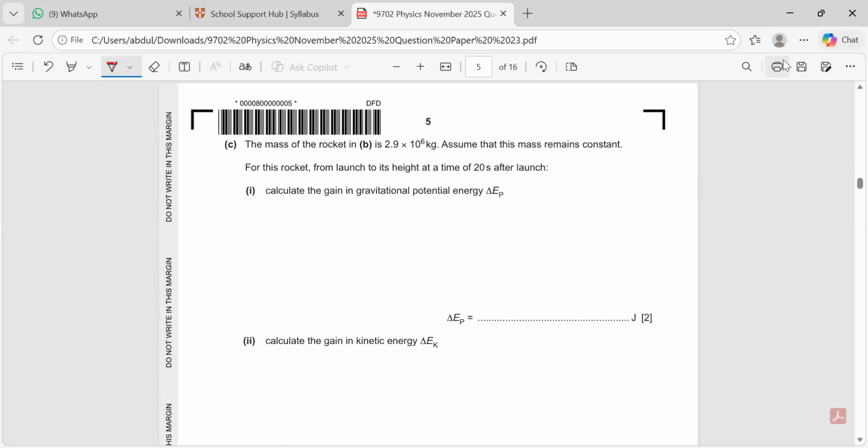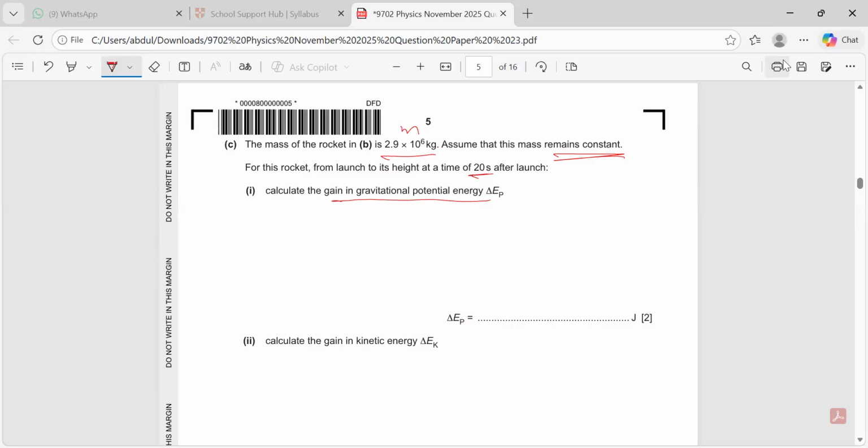Now, the mass of the rocket in part B is given. Assume that this mass remains constant. So mass is staying constant for this rocket from the launch to its height at a time of 20 seconds after the launch. Calculate the gain in gravitational potential energy.